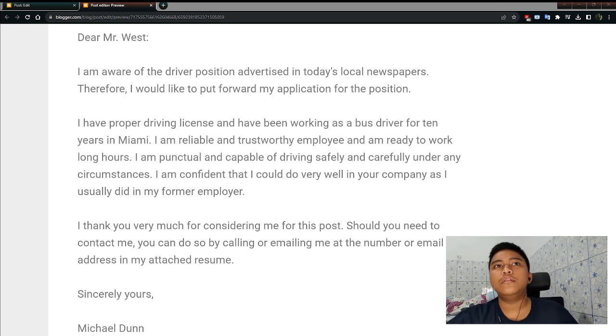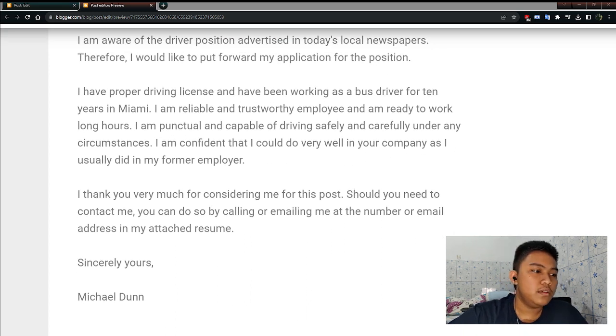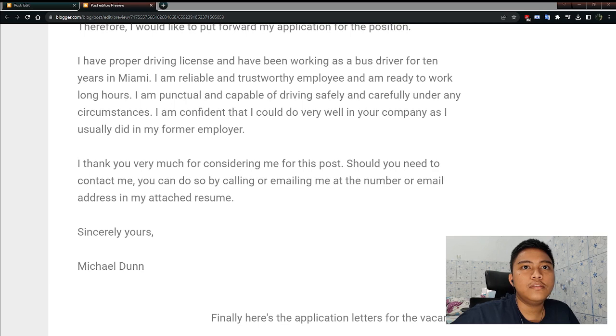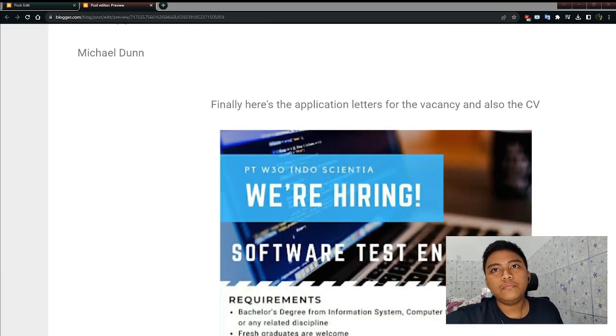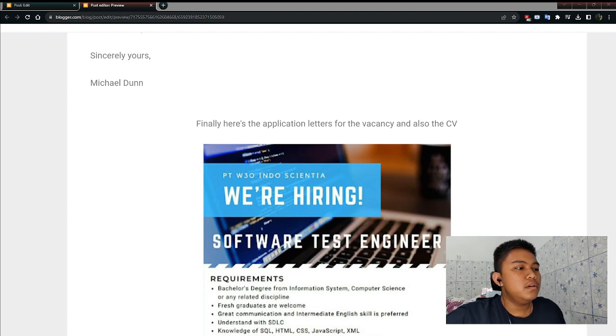He said he has a proper driving license. He has been working as a bus driver for 10 years in Miami. He's reliable and trustworthy. So this is the body of the text. And finally, he thanked the company for considering him for the position. And finally the closing part and his name.